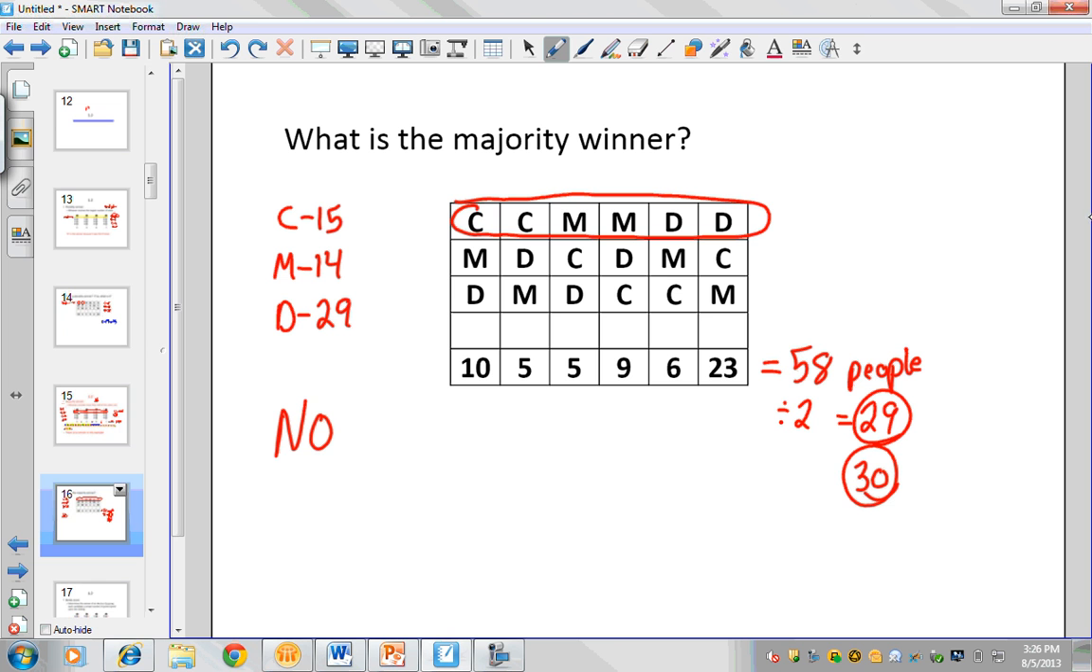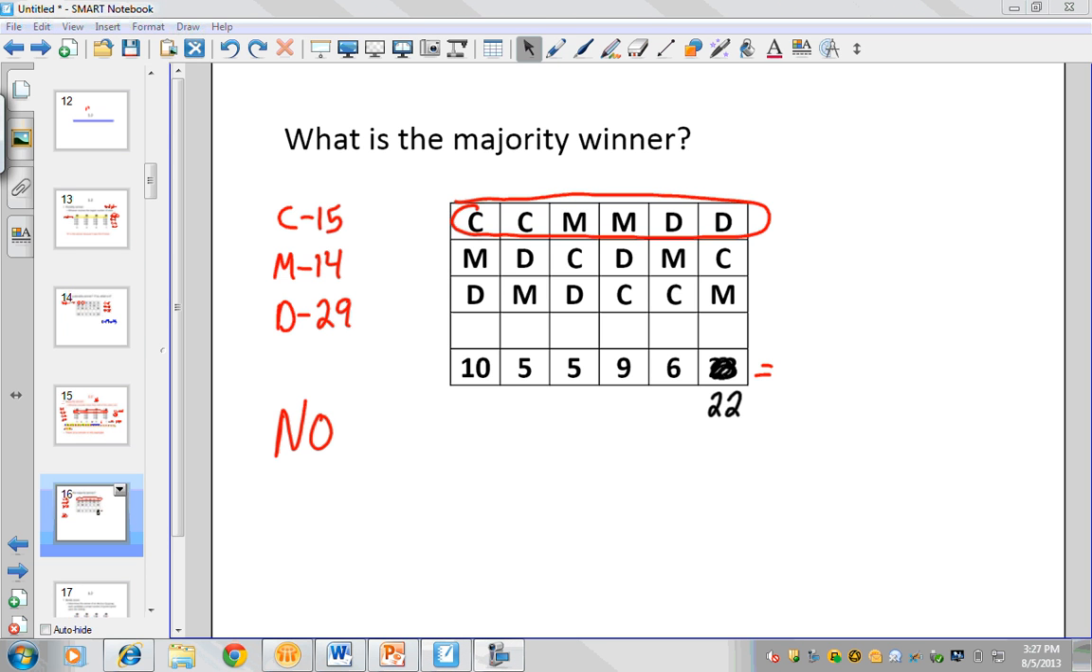But let's change it up for a second. Let's say we decided to change this problem up and change the 23 to a 22. So if we change the 23 to a 22, we would now have 57 people voting. Now, when you divide 57 by 2, you get 28.5. Now, you're dealing with a decimal here.